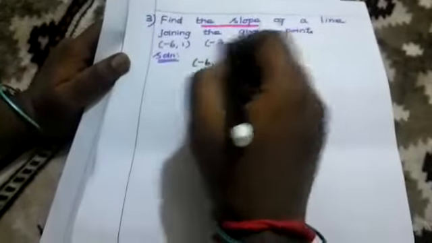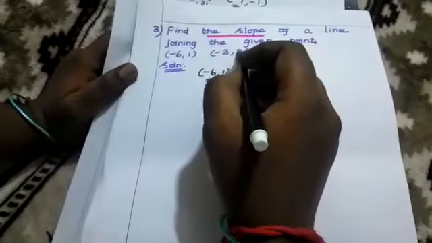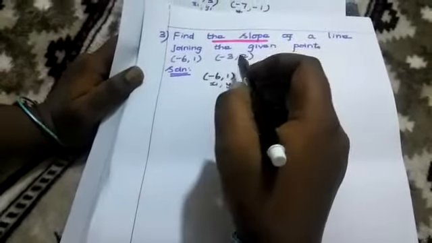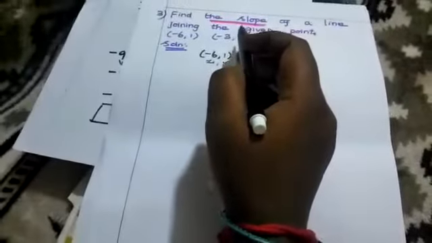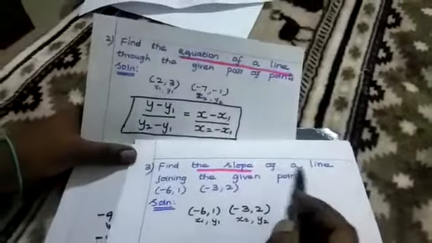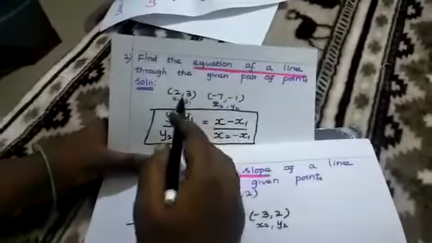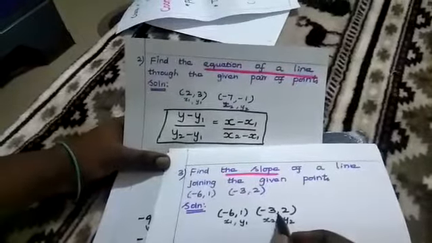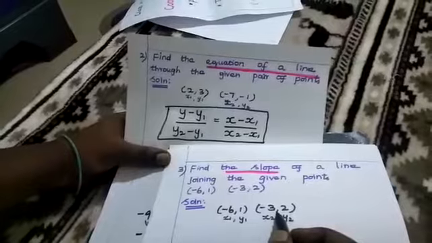Now next sum. Find the slope of a line joining the given points. So here 2 points were given. Here some students may get difficulty for finding this. That is, find the equation of a line, they may get confusion. Find the equation of a line. Here, find the slope of a line. There also they have given 2 points. Here also they have given 2 points. Only thing is, you should notice the question clearly. You have to read the question clearly.